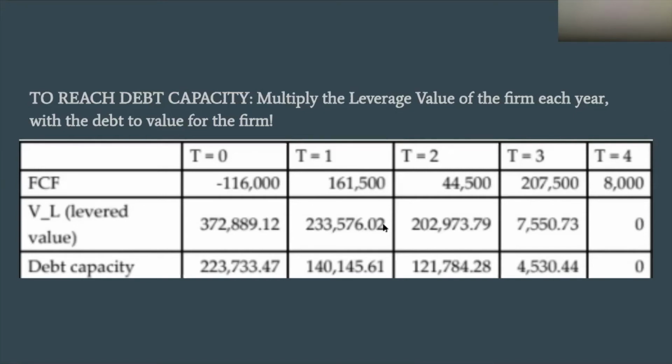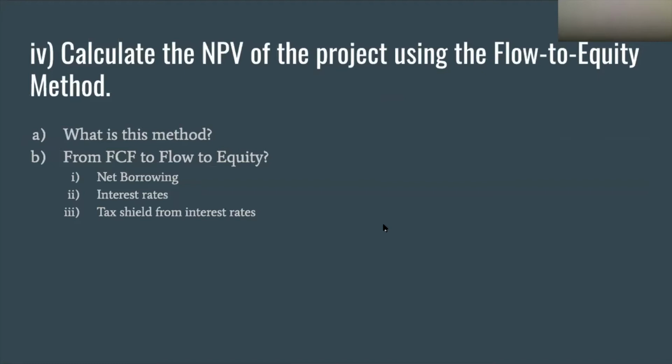Now we will move on. The fourth question is that we should calculate the net present value of the project using the flow to equity method. So what we're supposed to do now is the same as we've done in the previous question, but we should now use a different method. So what is this method?